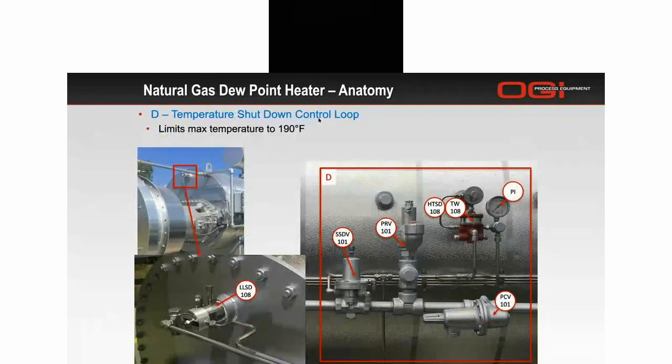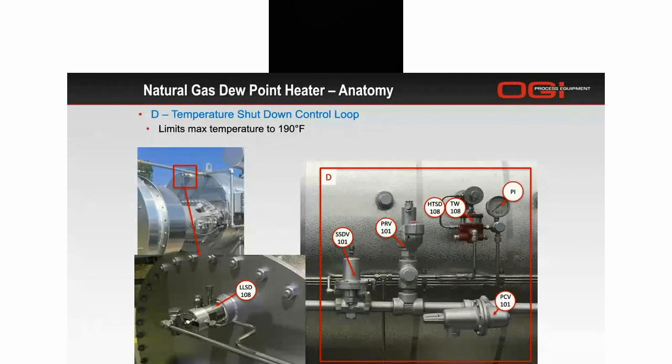Okay, next we have the temperature shutdown control loop. So here's where we get to our second cut regulator, PCV 101. This brings the pressure down to something that the burner can actually manage. So we typically have a 5 psi pressure at the burner. This is further upstream, so the pressure at this point may be something like, say, 7 psi or something to account for pressure drop.